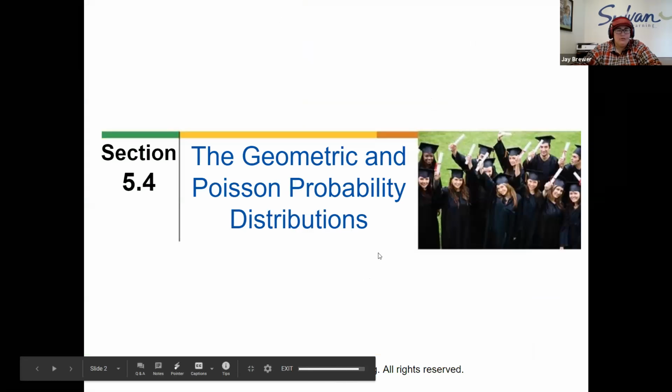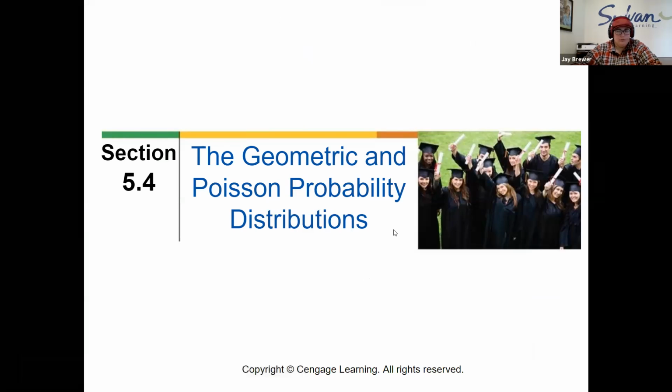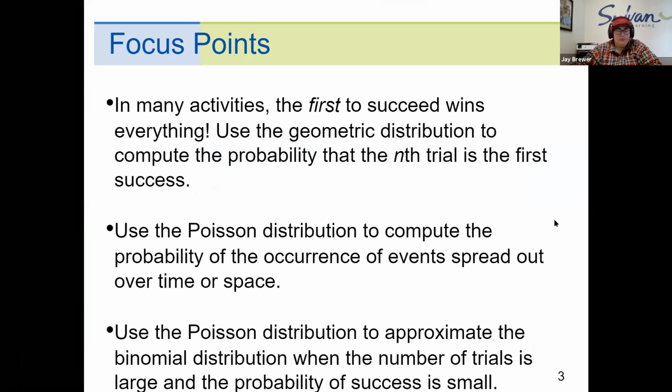All right, the geometric and Poisson probability distributions. These, for the most part, should kind of be plug and chug. I don't really think you'll have to do anything outside of that, but we will give it a whirl.